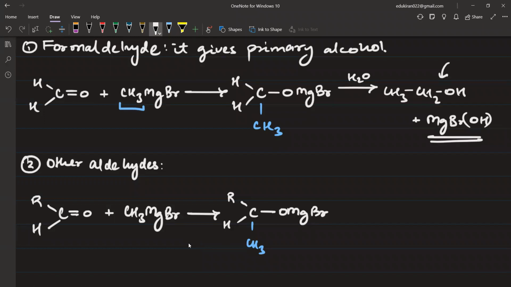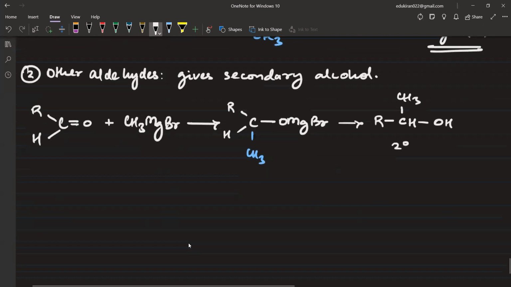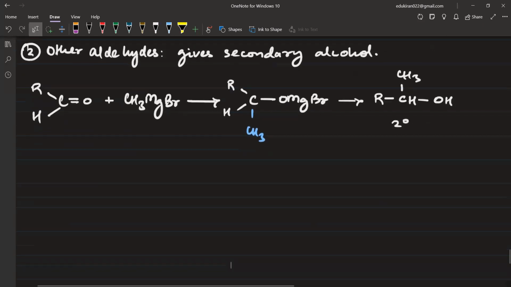On further hydrolysis, we are going to get this carbon atom. It has a hydrogen and a CH3 group, and it is getting OH. So this is a 2-degree alcohol. That means other aldehydes give secondary alcohol. Okay, then we'll be looking at ketone.